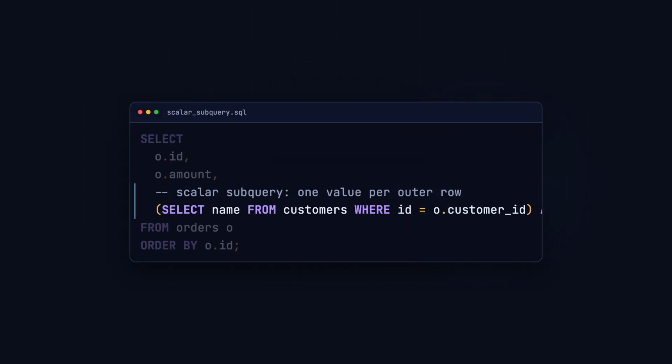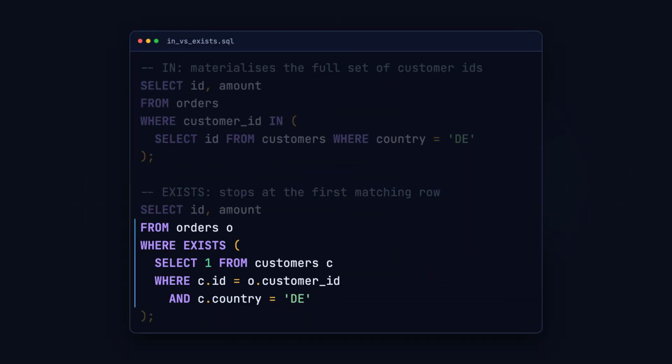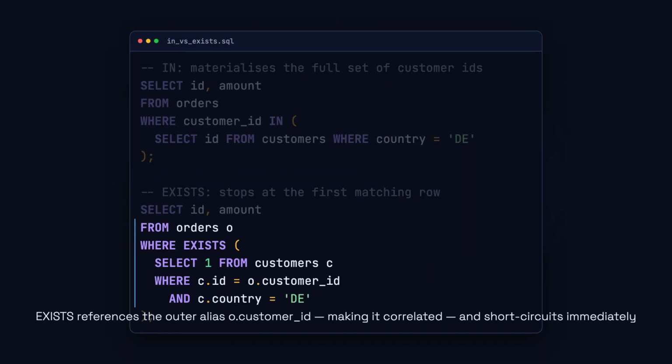A scalar subquery sits inside the select list and must return exactly one row and one column. Postgres evaluates it for each outer row, effectively performing a correlated lookup identical to a left join on the primary key. With IN, Postgres must collect every matching customer ID before it can test any order row. With exists, the correlated subquery references the outer row and stops the moment one qualifying customer is found. No full materialization needed.